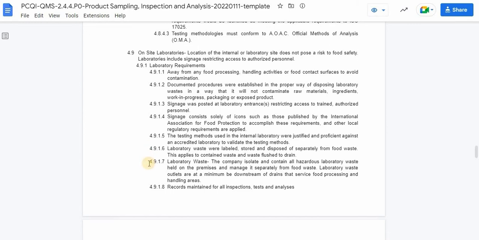Laboratory waste. The company isolates and contains all hazardous laboratory waste held on the premises and manages it separately from food waste. Laboratory waste outlets are, at a minimum, downstream of drains that service food processing and handling areas, and records are maintained for all inspections, tests, and analysis.